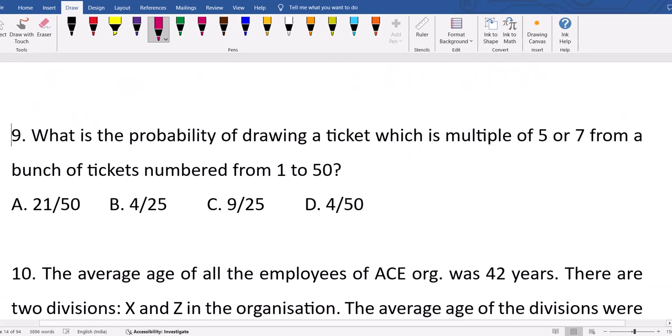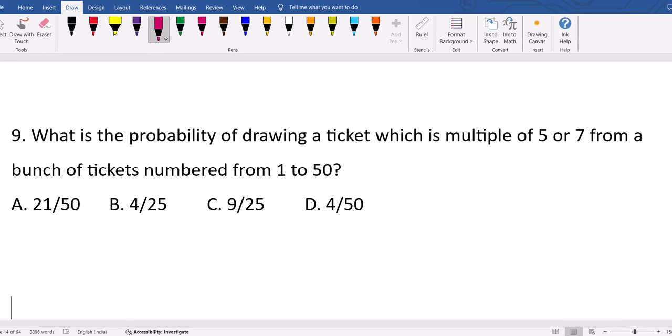Next question, probability. What is the probability of drawing a ticket which is a multiple of 5 or 7 from a bunch of tickets numbered from 1 to 50? See, this is P of A union B, or N of A union B.